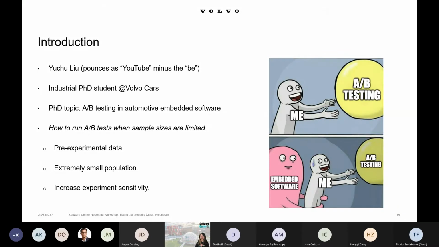I'm an industrial PhD student in Volvo Cars, and we are looking into how to enable A/B testing in the automotive domain. That is in the embedded software. And coming with embedded software, you have a unique set of challenges, as many of you may know. Today, I would like to talk to you about how to run A/B tests when the sample sizes are limited. That includes how to utilize pre-experimental data and how to run this test on a very extremely small population. We had 28 cars. And then how do we increase the experiment sensitivity, i.e. the detectability of treatment effects.